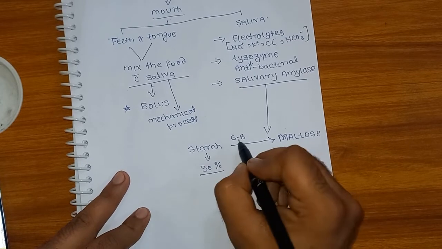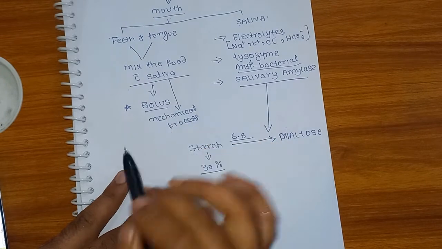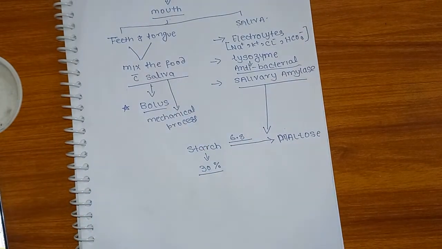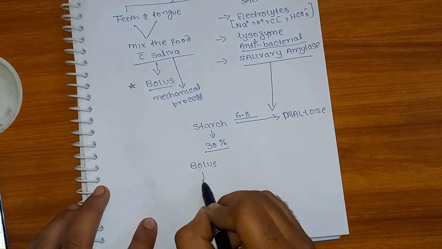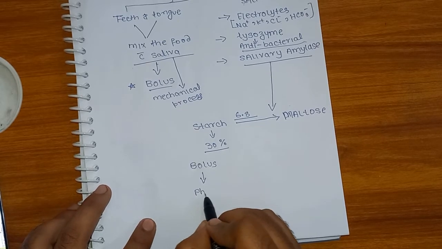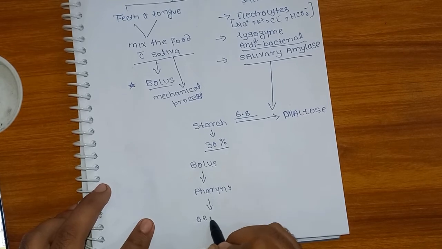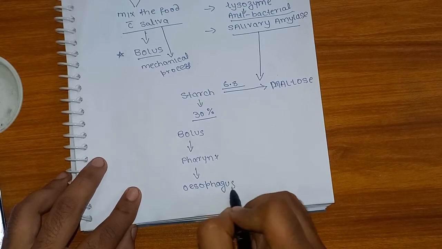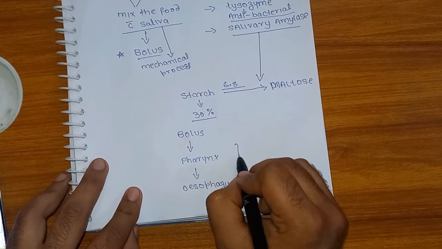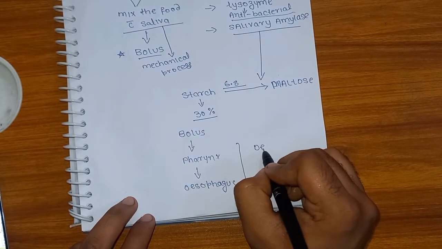This you have to remember, 30%, and this 6.8, and this antibacterial property, and this bolus. These are the questions that can be asked in your NEET exams. Now after that, this bolus, after leaving the mouth, enters into the pharynx. From there it enters into the esophagus. The bolus moving from pharynx to esophagus is defined by a particular process called deglutition.